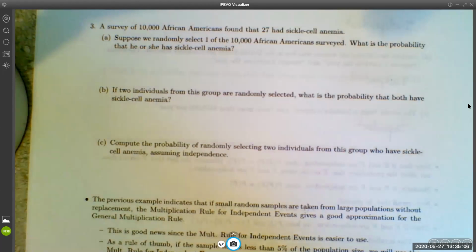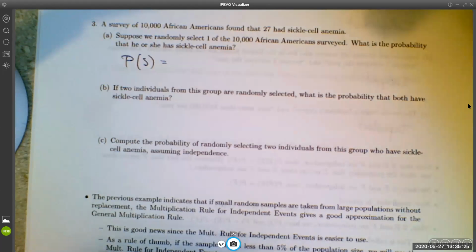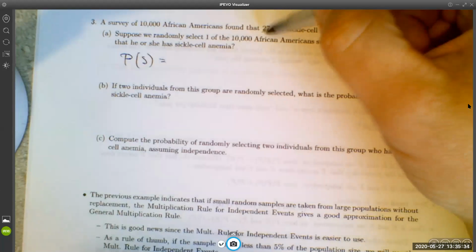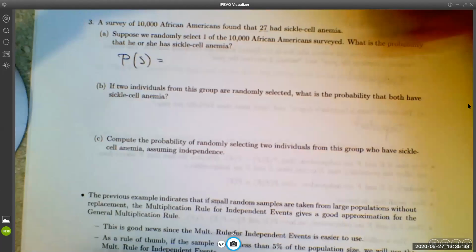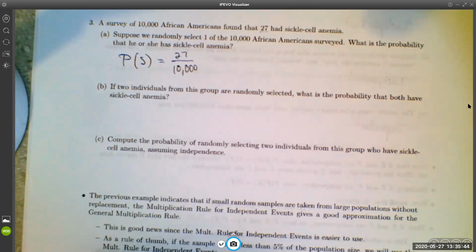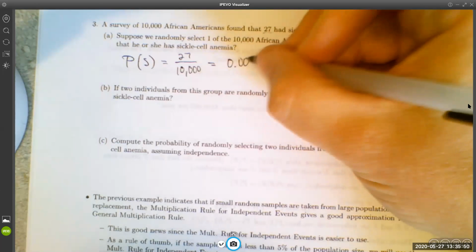This one says a survey of 10,000 African Americans found that 27 had sickle cell anemia. Suppose we randomly select one of the 10,000 African Americans surveyed. What's the probability that he or she has sickle cell anemia? Well, 27 of the people surveyed had sickle cell anemia. There are 27 ways to choose someone with sickle cell anemia out of 10,000 people to choose from. So the probability the person has sickle cell anemia is 27 out of 10,000, which as a decimal, we would just move the decimal place 4 times, 0.0027, right?